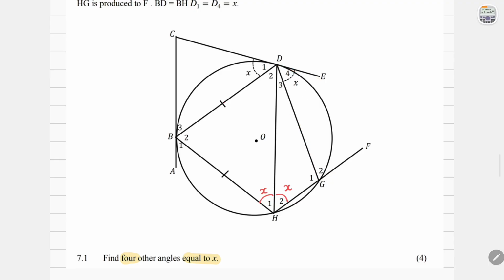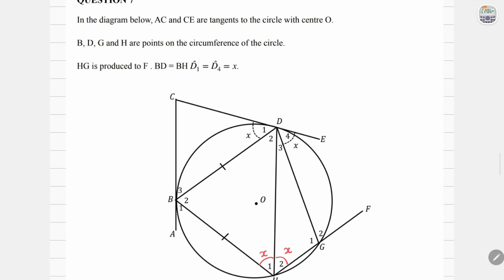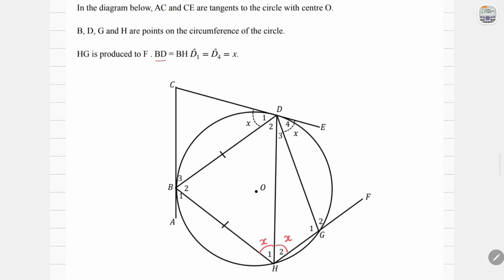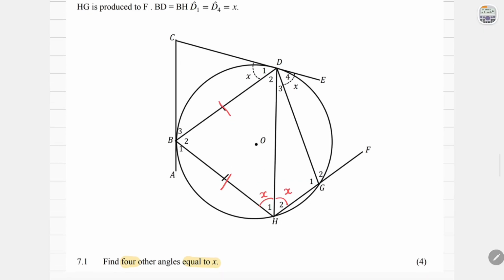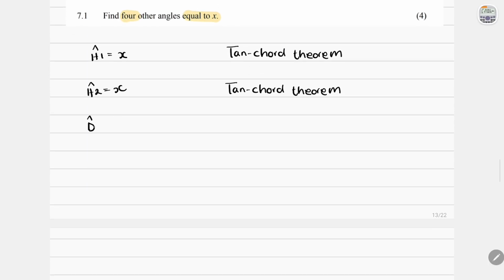So we can tell them angle H2 is equal to X as well for the same reason. And then what else do we have? Let's focus on the special things they told us. We've used the tangents. There's no angle on this side, so we can't really use that tangent. But they did tell us that BD and BH were equal. Since those lines are equal, we have an isosceles triangle here, and the angles opposite equal sides would be equal. So if this is X, this is also X. So angle D2 is equal to X because angles opposite equal sides are equal.